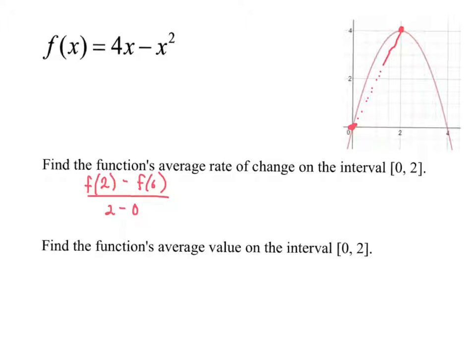Well, of course, f of 2 minus f of 0 is 4. So 4 divided by 2. The average rate of change is 2. That's average rate of change.